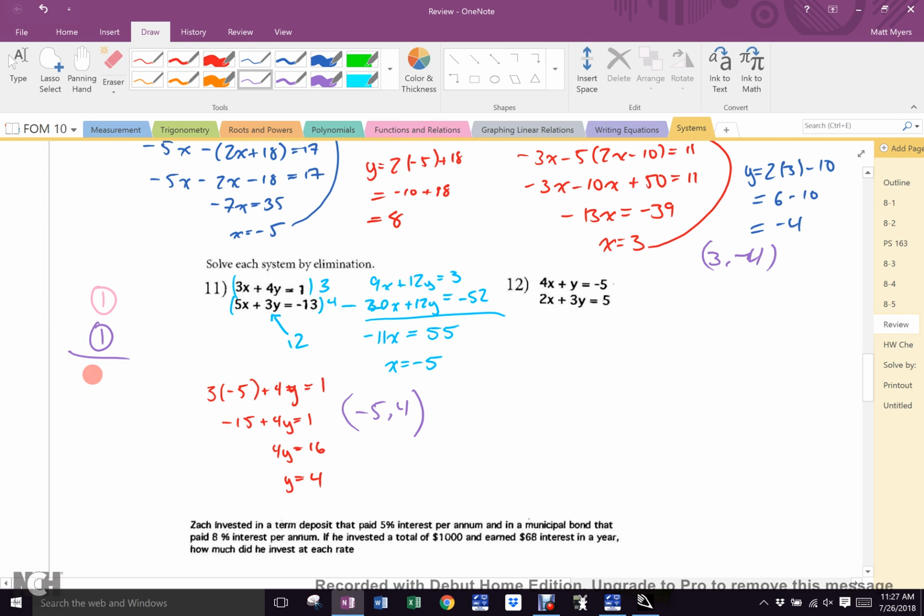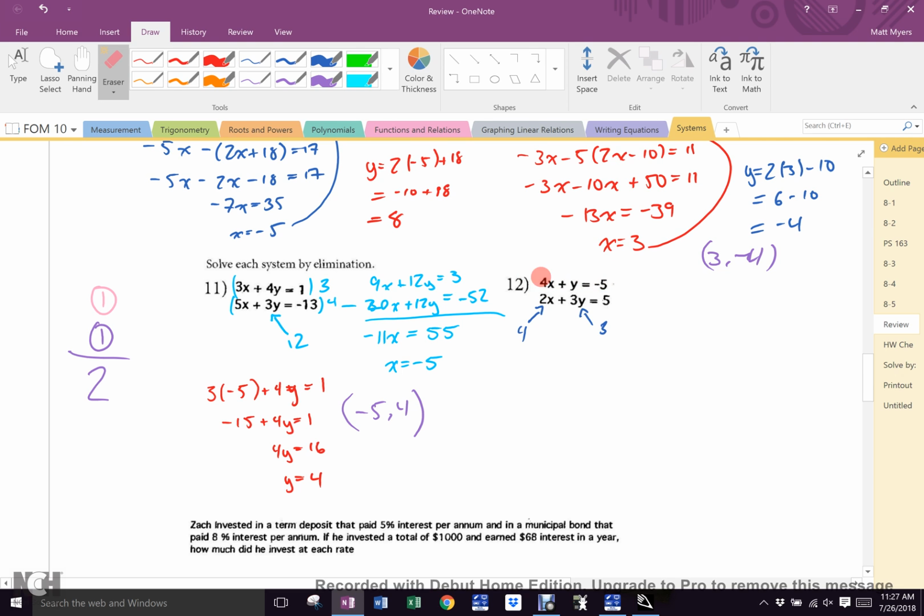So to do elimination, you get 2 per question. What about this one? Can I do elimination right away? No. If I want to get rid of the x's, what am I shooting for? 4. If I want to get rid of the y's, what am I shooting for? 3. I just got rid of the y's, so this time I'm going to get rid of the x's. Fair enough?